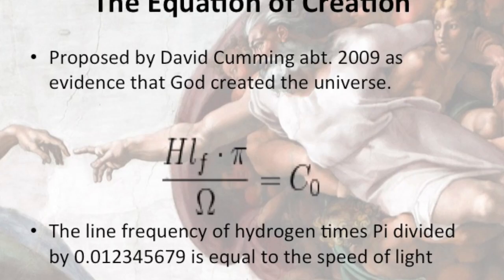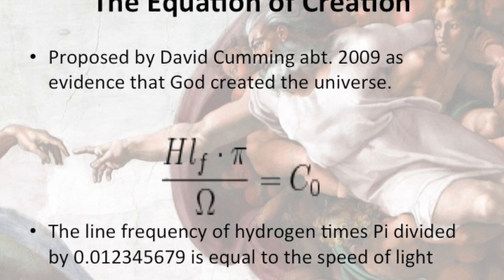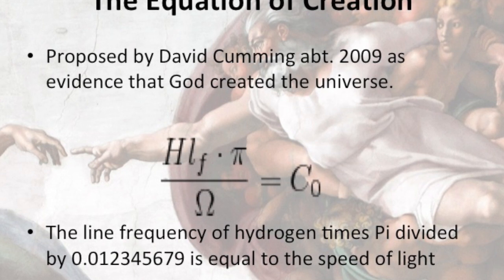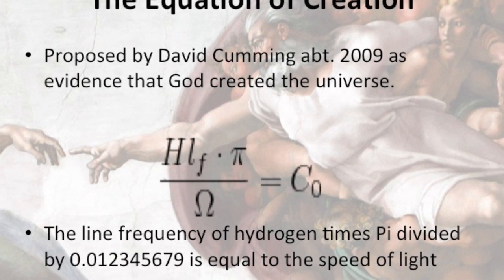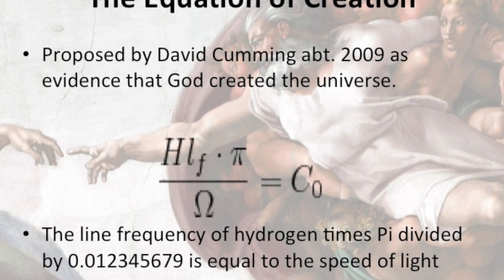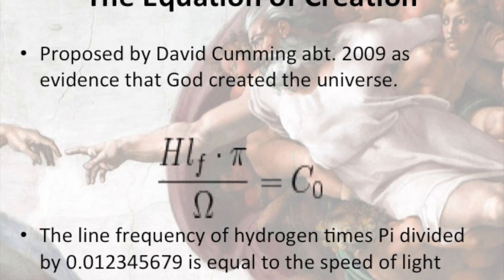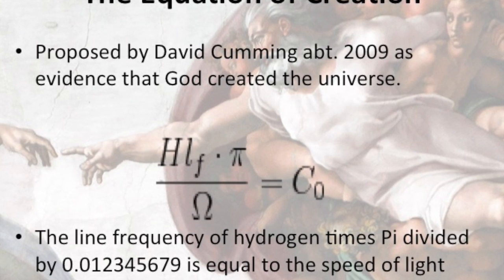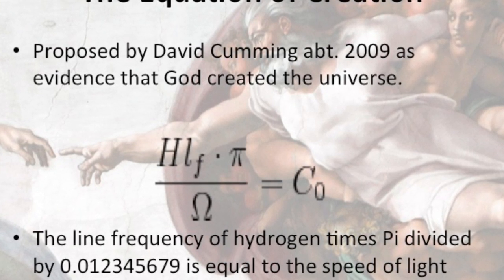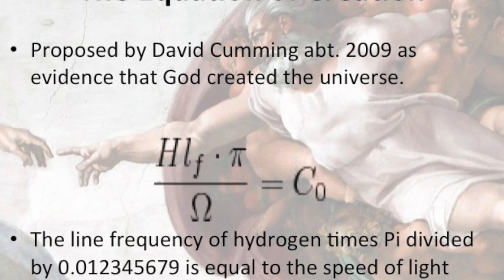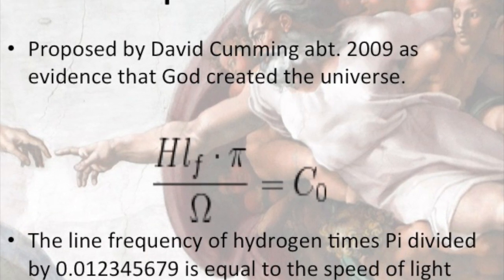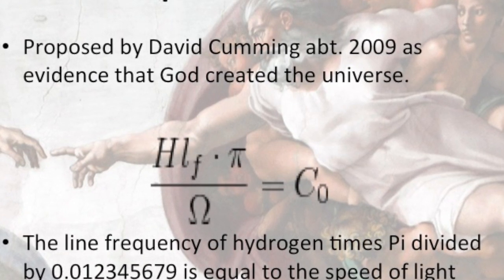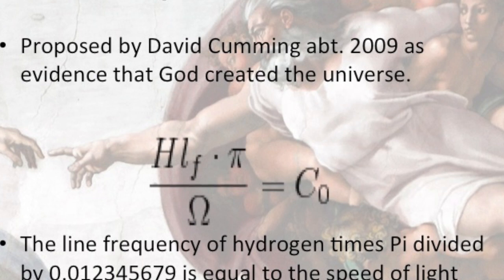In about 2009, David Cumming, who is an artificial intelligence scientist living in the United Kingdom, discovered an equation which provides direct evidence that God created the universe. This equation is both a message and an equation. It is simply the line frequency of hydrogen times pi divided by 0.01234567, and it is equal to the speed of light.